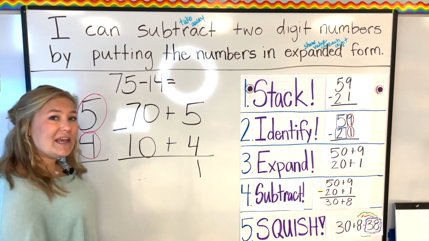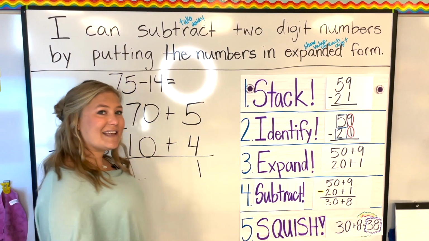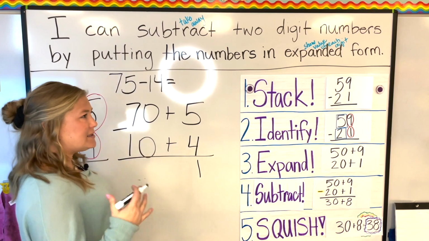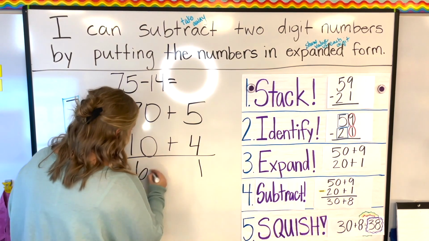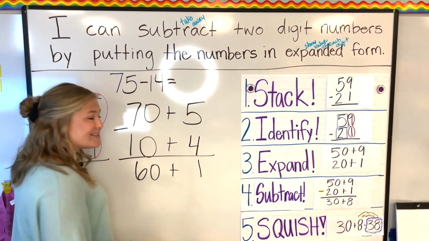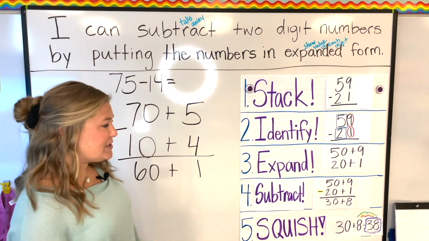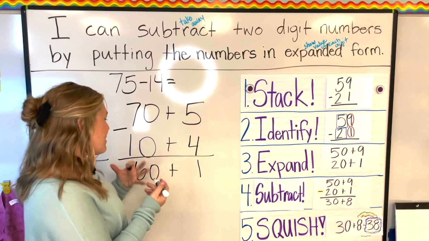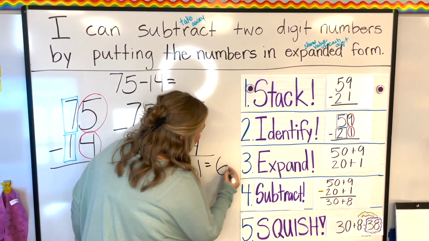Now I need to take away my tens place. I have 70 minus 10. 70 minus 10. 7 tens minus 1 ten. 6 tens are 60. Now my answer is in expanded form. So I get to do the best step, which is squish it together. I squish my tens and my ones together, and I get the answer 61.